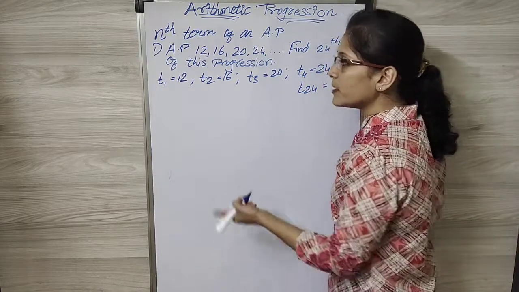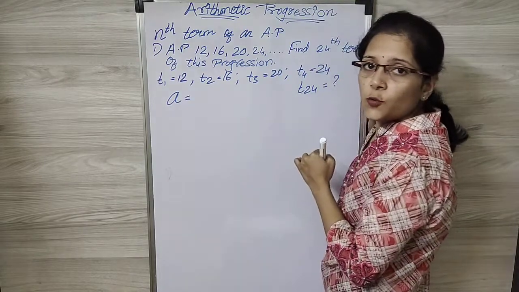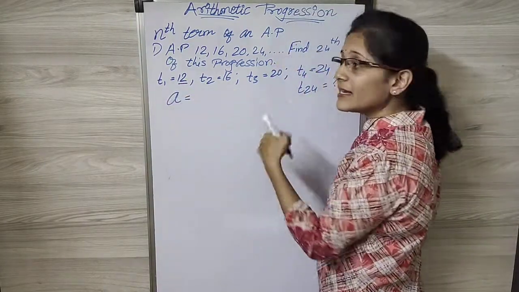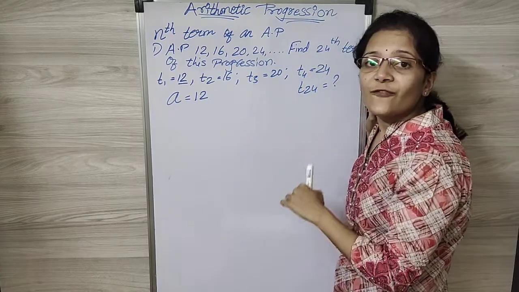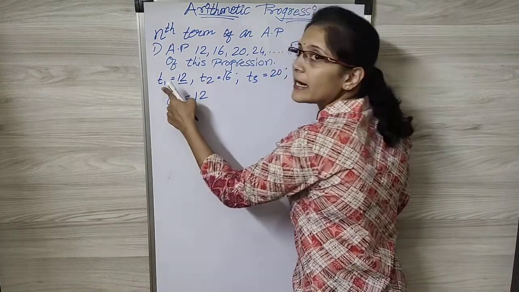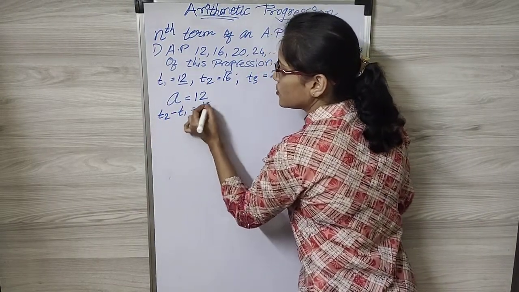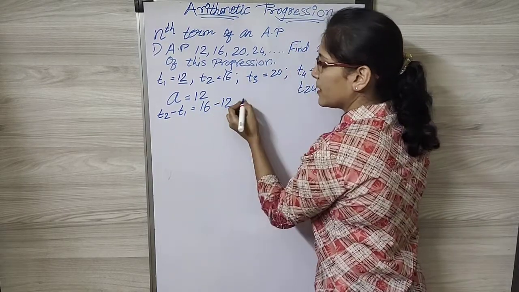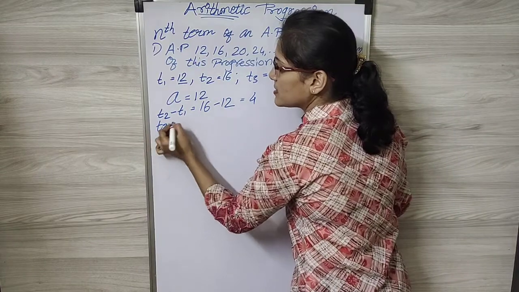So what is A in this one? That is the first term. A is 12. Now I want to find the common difference D. How am I going to find the common difference? That is T2 minus T1. T2 minus T1 is equal to 16 minus 12. That is 4. Now T3 minus T2.